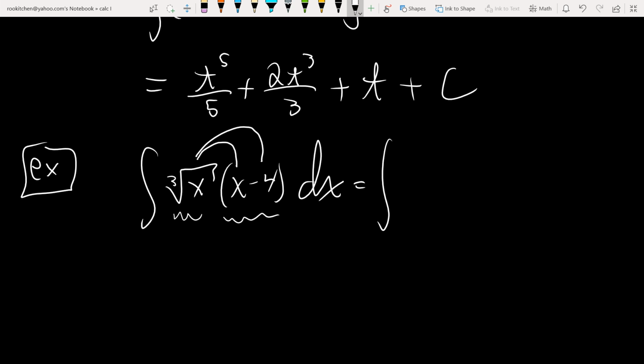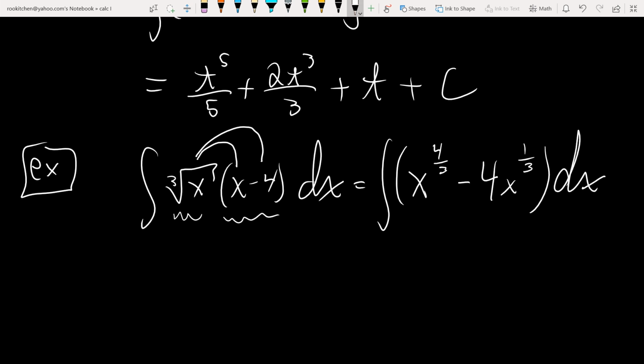So I'm going to distribute. x to the 1/3 plus 1 is x to the 1/3 plus 3/3, which is 4/3, and then minus 4x to the 1/3. Cube root of x is x to the 1/3. And now it's in a nice form where I can do something I know how to do. Very important to know your limitations.